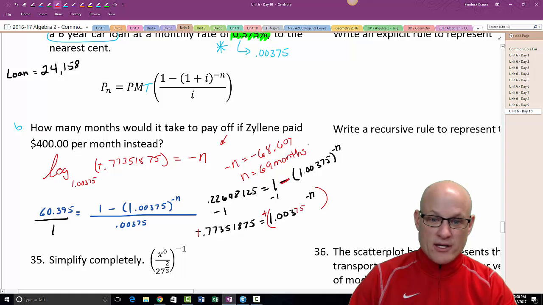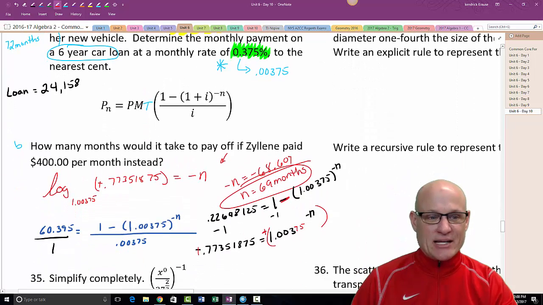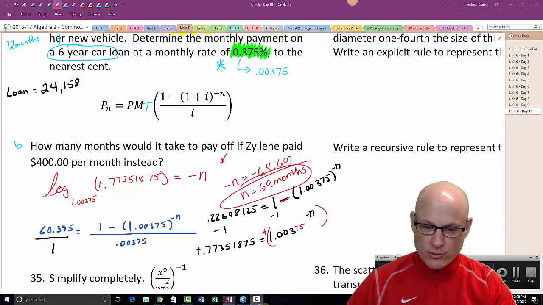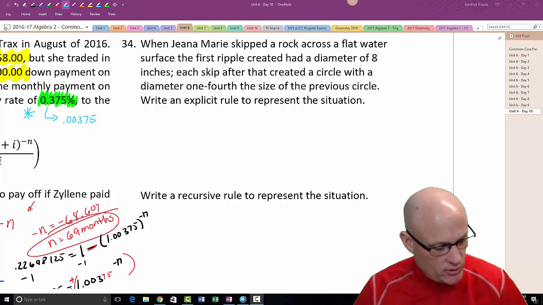It said round to the nearest month. That makes sense, right? It was 72 months. Now it's 69 months because you're paying more per month. Woo, that was a brutal question. Well, we're getting close, kids. We are getting close.